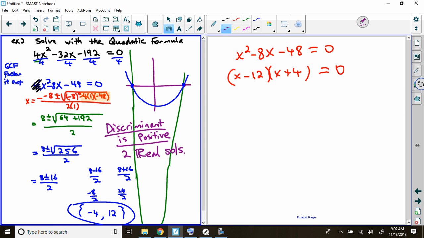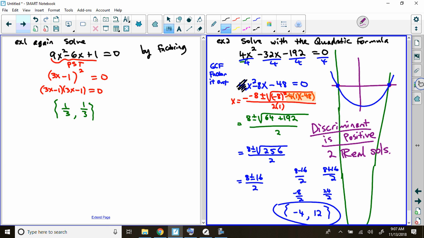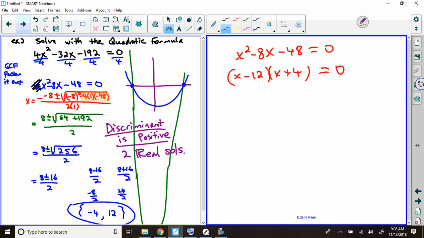So I mentioned at the beginning of the lesson that the focus is on the discriminant. If the discriminant is 0, there's one unique repeated solution. If the discriminant is positive, there's two real solutions. We doing okay so far? So you might be asking yourself, what else is there? The discriminant was positive. The discriminant was 0. What else could there be? A negative discriminant, and we'll look at that one next.